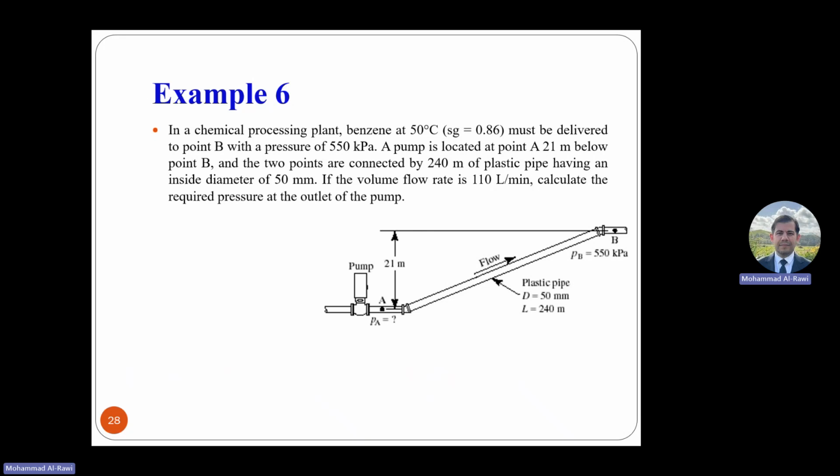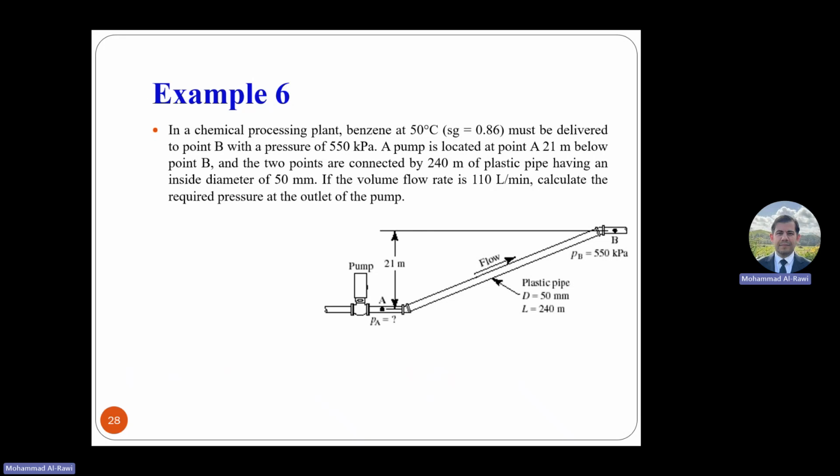This question is very interesting and shows a lot of information given. First, pressure at point B is 550 kilopascal. Plastic pipe, 240 meters, 50 millimeters diameter. The direction of the flow is going that way. And the Z elevation, if we take this as reference point 0, point B is 21 meters higher. The pump is before this; we're working after the pump. They want us to calculate the required pressure, so the pressure at point A, the outlet of the pump, to deliver that.